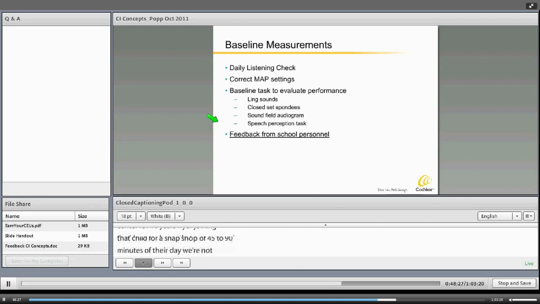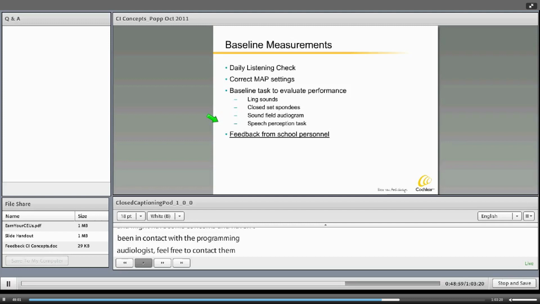And I always encourage the audiologists that are doing the programming to obtain feedback back from school personnel. When I was in an implant center for 10 years prior to joining Cochlear, we knew that we were seeing that child for a snapshot of 45 to 90 minutes of their day, and we're not getting a clear picture of how that child was functioning with their device on a daily basis. And the only way that we could get that information was to receive that in from the professionals that were working with that child on a regular basis.